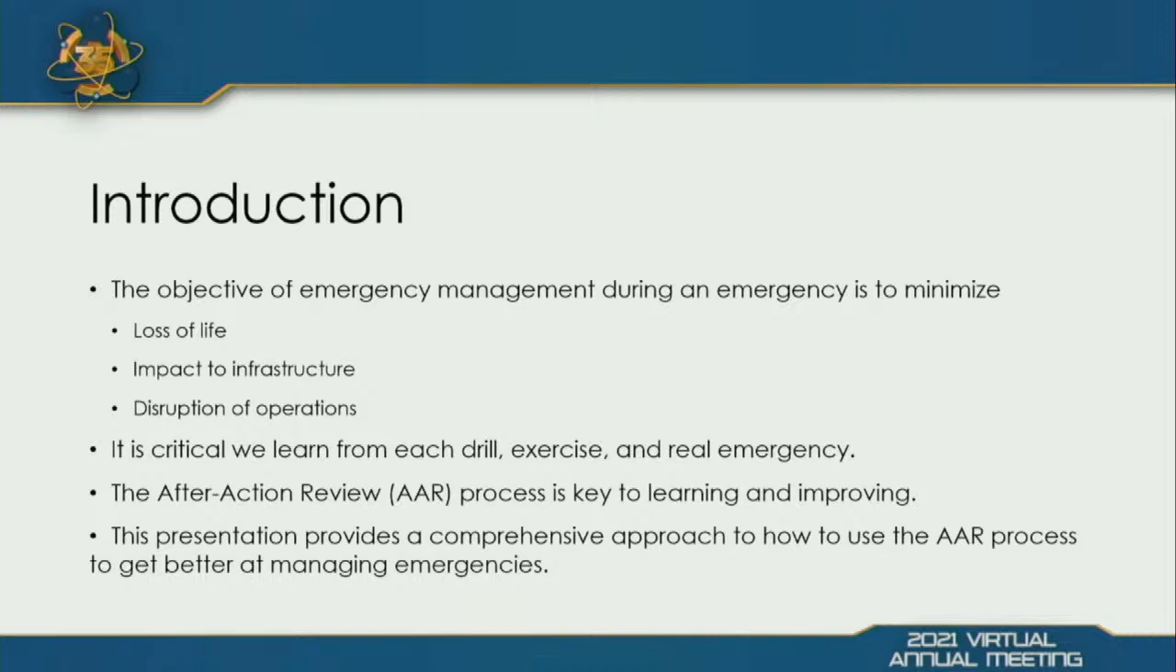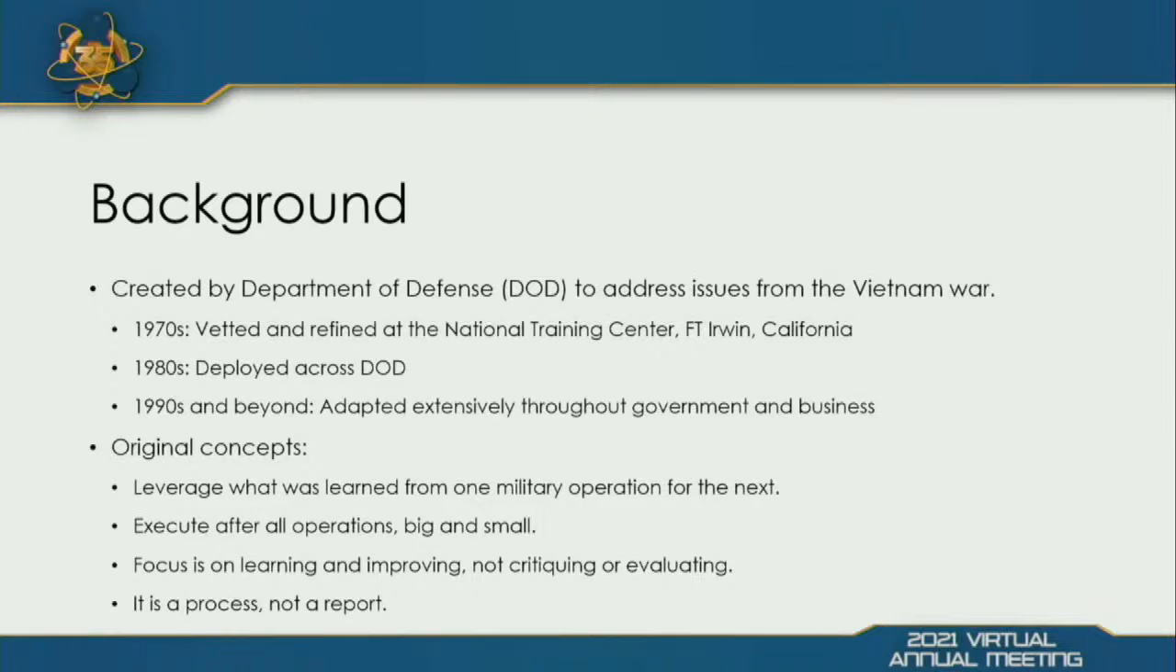First, a little background on the after-action review. It was created by the Department of Defense to address issues that came up during the Vietnam War. It was vetted and tested at the National Training Center in Fort Irwin, California during the 70s, and ultimately deployed throughout DOD in the 80s. It was found to be very successful. It allowed military organizations to learn from one operation and apply it immediately to the next.